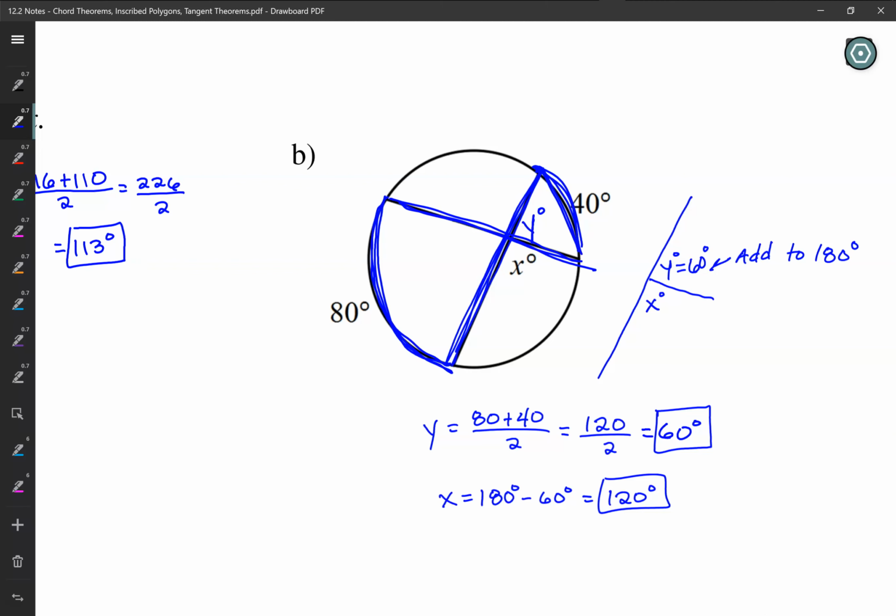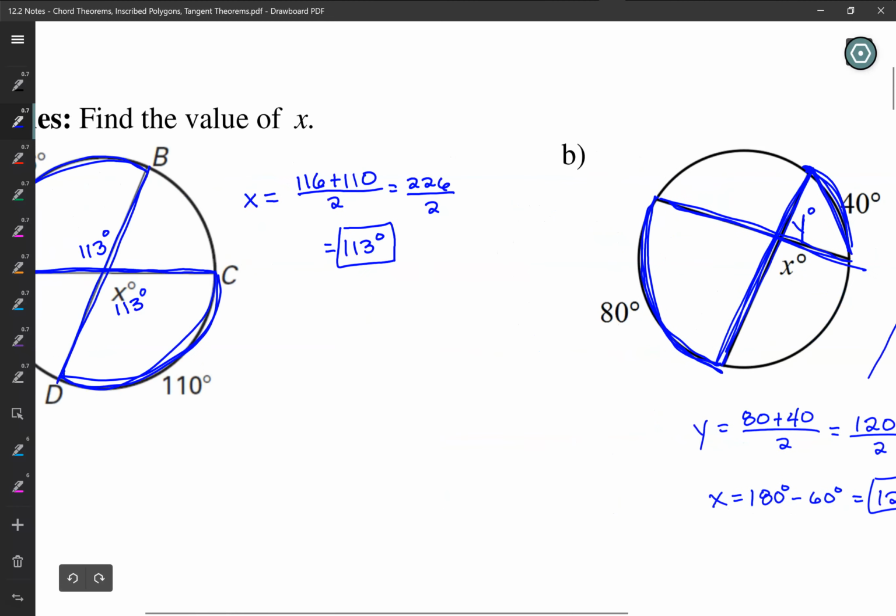So sometimes you have to do 2 steps. Make sure that the angle you're trying to find is the one kind of inside your little hourglass shape, or whatever you want to call it, bow tie. You can think of it as a bow tie. Kind of looks like a bow tie right there. So make sure that the angle you're trying to find is the one inside the bow tie. You got to find the one inside the bow tie first. If you're trying to find the one outside the bow tie, find the one inside first and then subtract from 180.